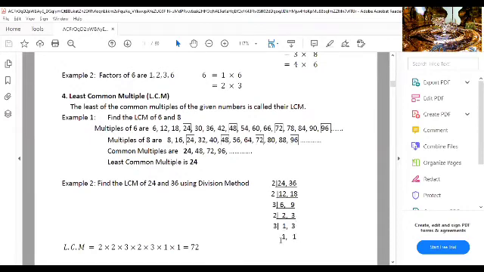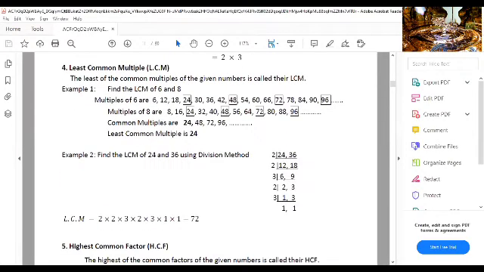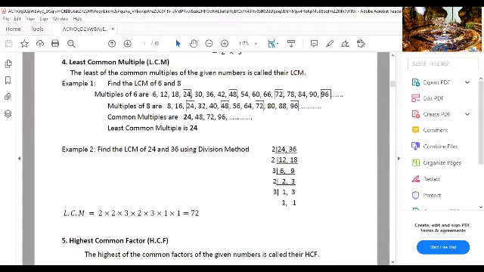Now what we write here for the LCM is 2 into 2 into 3 into 2 into 3 into 1 into 1. That is 2 into 2 into 3 into 2 into 3 into 1 into 1. That is 72. Now the LCM of 24 and 36 is 72.